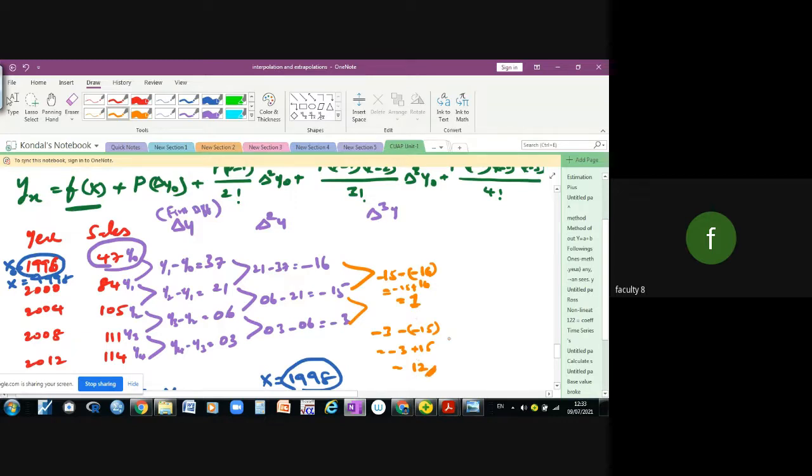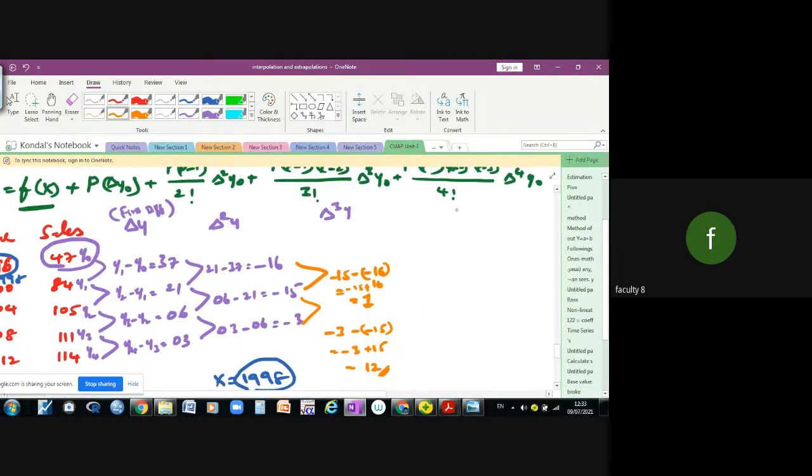Have you understood? Then we have another value, the delta 4. So here delta 4 y. We should find out the difference between these two, 12 and 1. So here 12 minus 1 is equal to how much? 11. Have you understood the differences? First difference and second difference, third difference and fourth difference? So after finding out the differences, you can substitute the values in the formula.